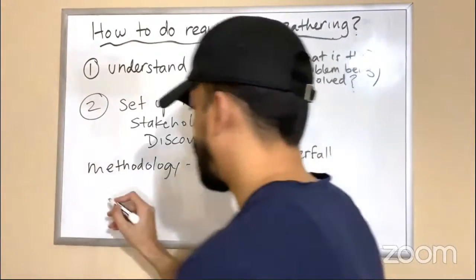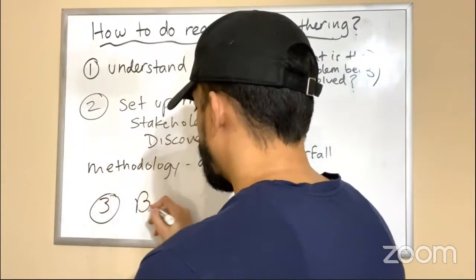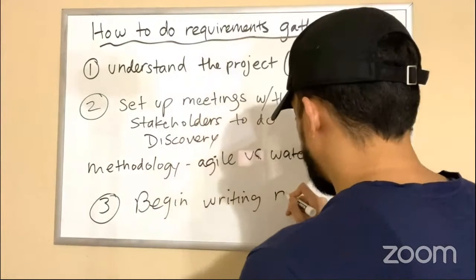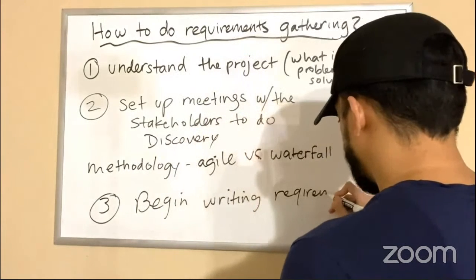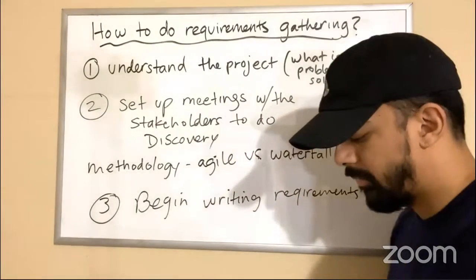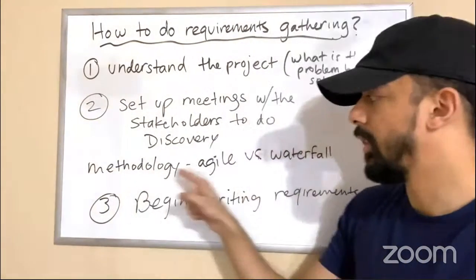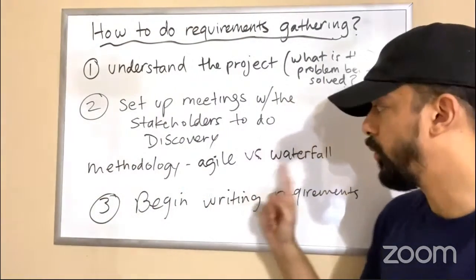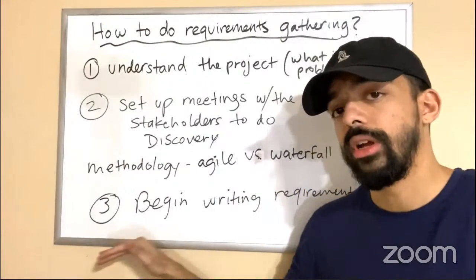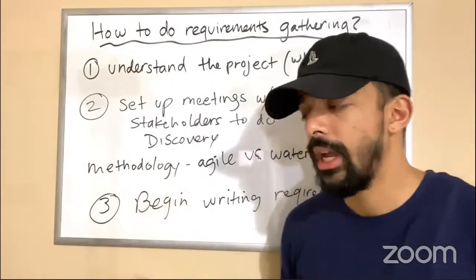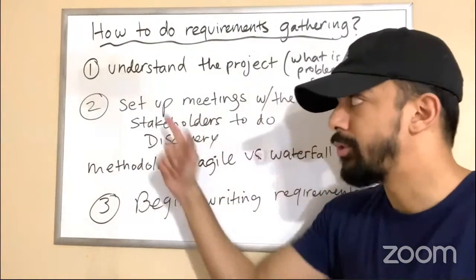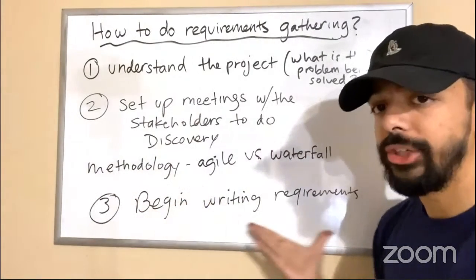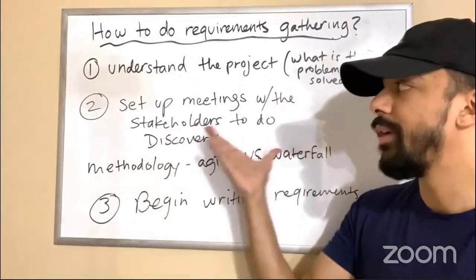Finally, step number 3 is the obvious step: you're going to begin writing the requirements. So, different ways to capture it. Again, depends on methodology. If you go by Agile methodology, you're going to do user stories. If you go by waterfall methodology, you'll do something called a BRD, a business requirements document. These are different ways to capture the requirements. But yeah, you can go ahead and start writing your requirements once you have done the discovery.